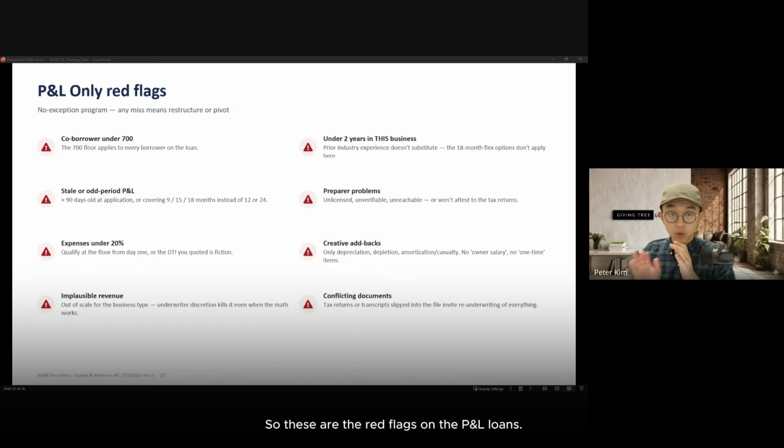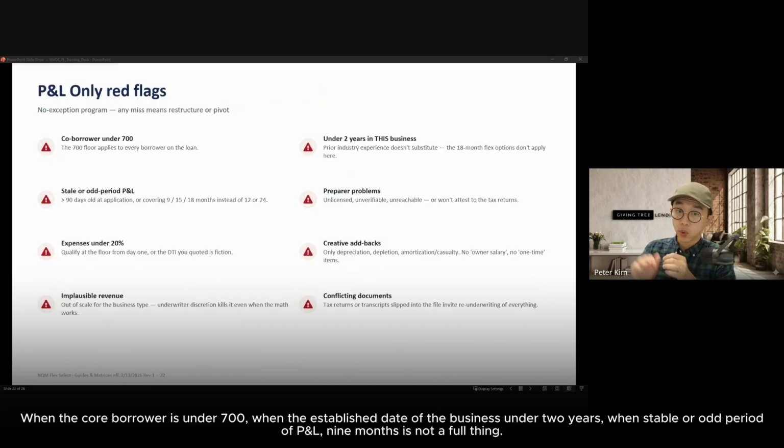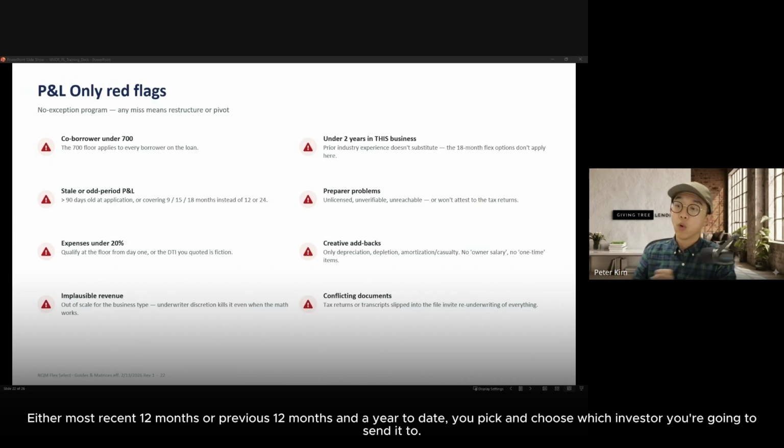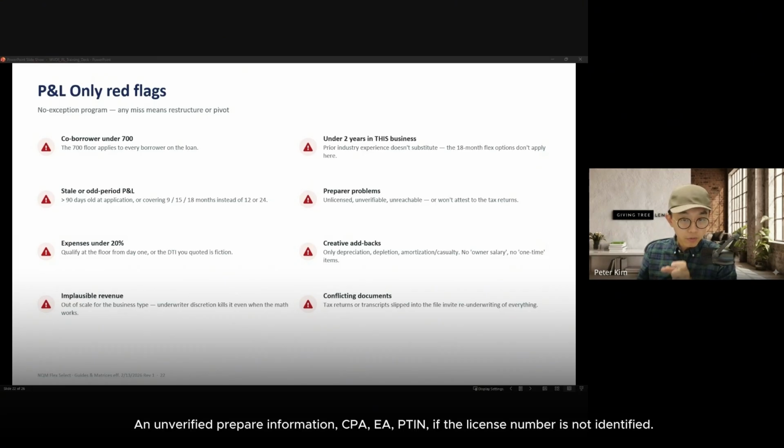So these are the red flags on the P&L loans. When the credit score of the borrower is under 700, when the established date of the business is under 2 years, when there's a stale or odd period of P&L, 9 months is not a full thing. Either most recent 12 months or previous 12 months, and the year to date. You pick and choose which investor you are going to send it to. Unverified preparer information: CPA, EA, PTIN, if the license number is not identified.